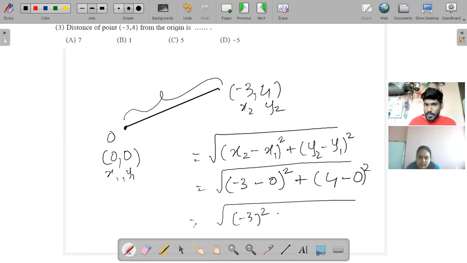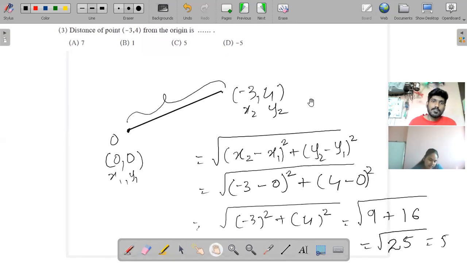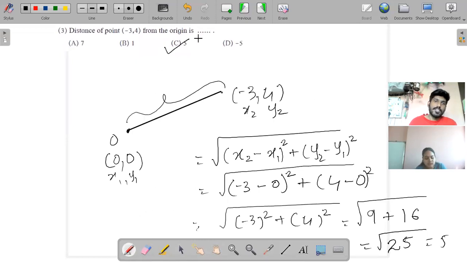So this becomes minus 3 the whole square plus 4 the whole square. What is the square of minus 3? 9. And 4? 16. And 9 plus 16 is? 25, whose root is 5. So which is the correct option? Option C.